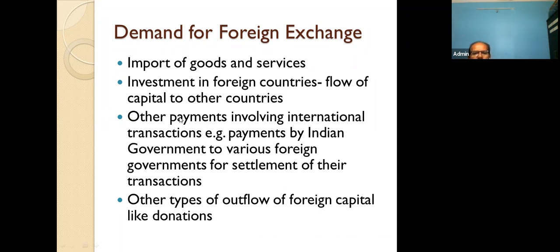I will not go to the next slide, which speaks about the supply for foreign exchange, because we do not have that much time left. So we will close today's session, and maybe in the next session we will complete the second unit. The second unit will be completed in the next session.